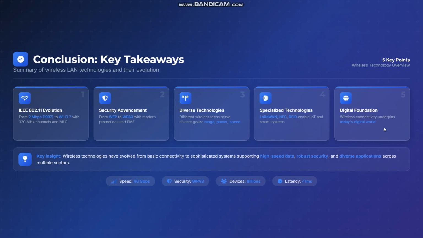To conclude today's video, wireless technologies have developed significantly over time. IEEE standards have improved speeds, efficiency, and performance. Wireless security standards have evolved to better protect data and users. Different wireless technologies are designed for different communication needs. Specialized technologies now support modern systems such as IoT, healthcare devices, smart cities, and intelligent transportation. Overall, wireless communications play a major role in today's digital world and will continue to be essential in the future.